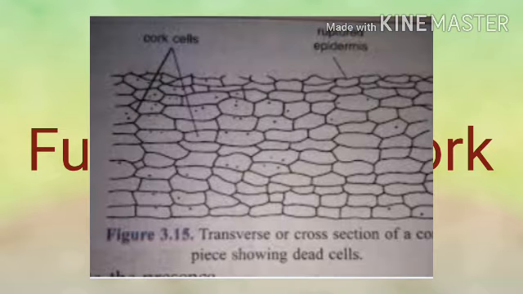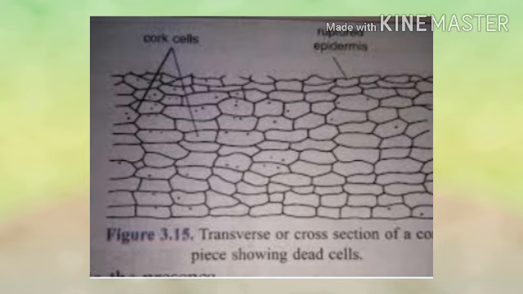Now the functions of cork. Number 1, it prevents loss of water. Number 2, it protects against invasion of microorganisms, mechanical injury, etc. Number 3, it acts as an insulator during extreme weather conditions. Number 4, it provides cork. The cork cells avoid drying, meaning water loss.